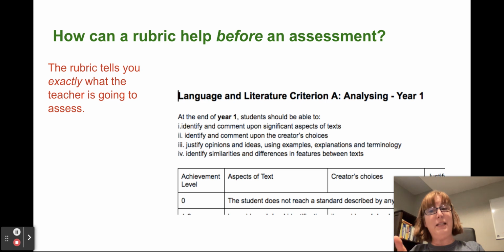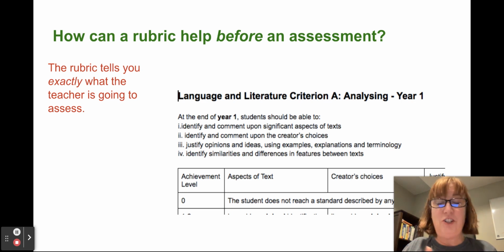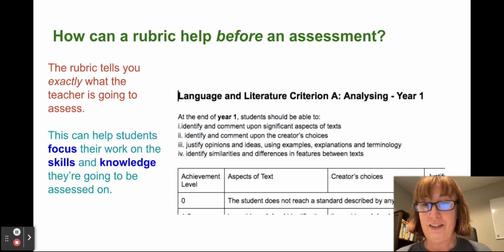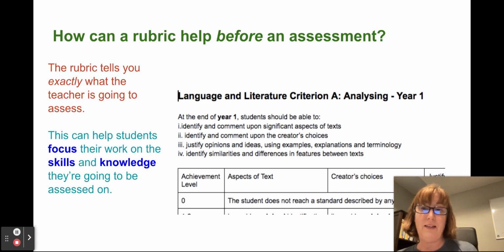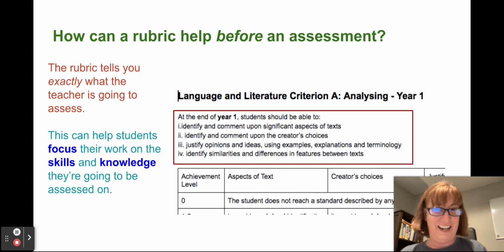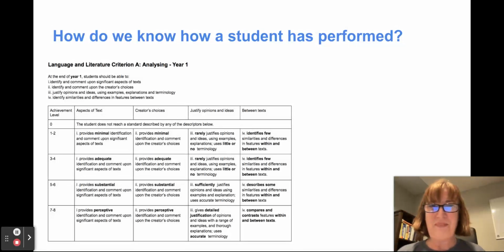So we have that IB language, but then also as teachers, we are going to describe what that will look like in each assignment that we do. That's called a task specific indicator. So this can help students focus their work on the skills and knowledge they're going to be assessed on. So they're not just trying to do everything perfectly. And as we know, when we try to do everything perfectly, then nothing gets done well.